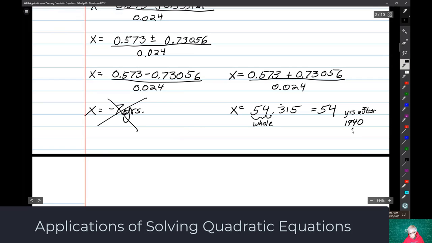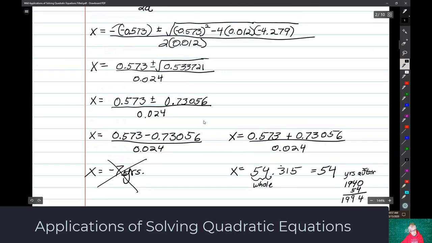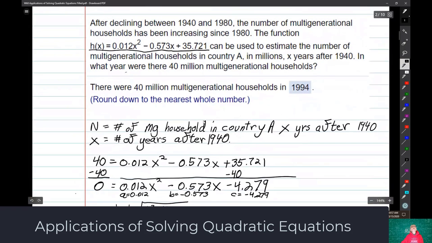1940, which, I'm getting nervous now, which will be 1994. Let's look at the answer. Thank goodness, I did not want to have to do it all over again. Whoa. In that year in country A, the number of multi-generational households rose to 40 million multi-generational households.